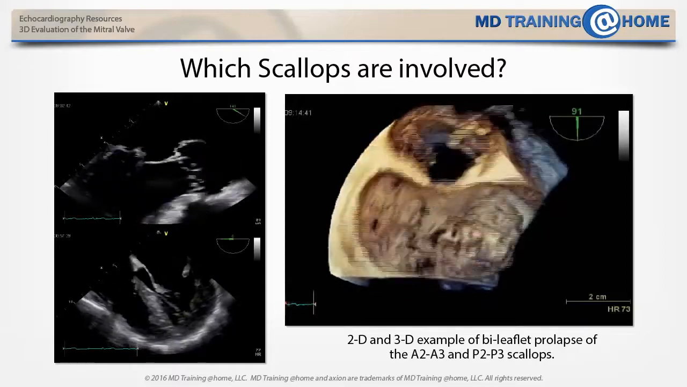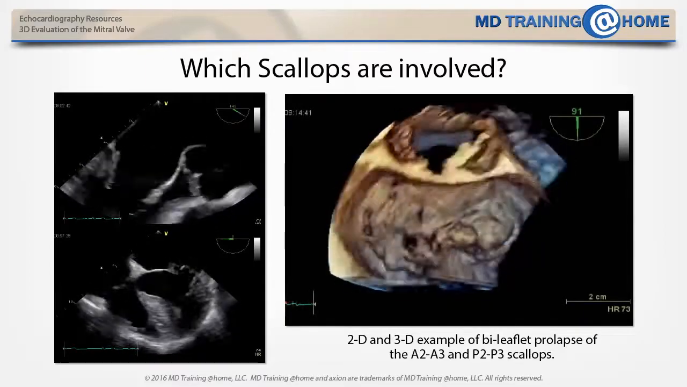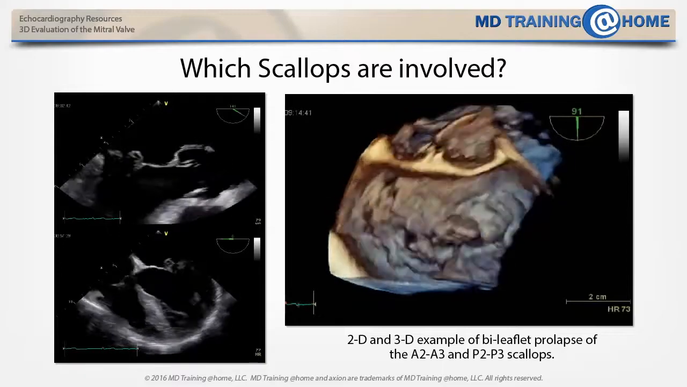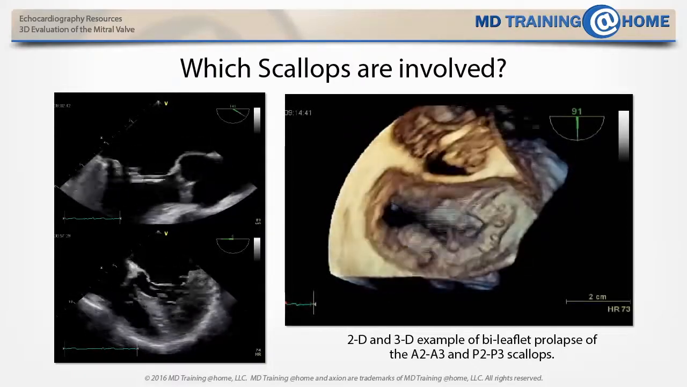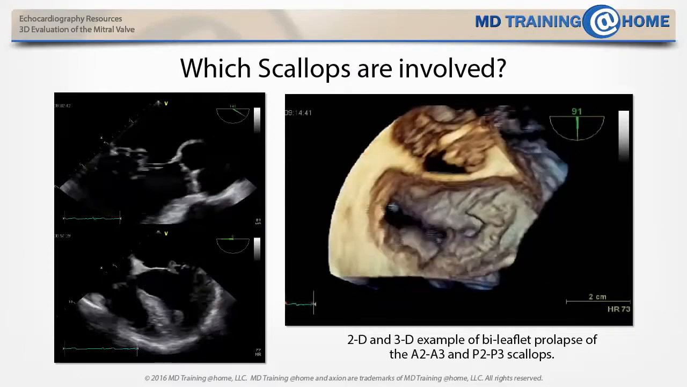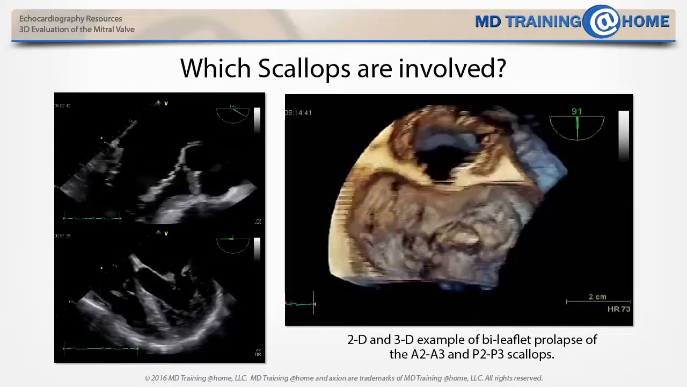The posterior directed jet will be seen with color Doppler. Posterior mitral prolapse is greater than 2 mm past the mitral annular plane in the apical or parasternal view. The anterior directed jet will be seen with color Doppler.